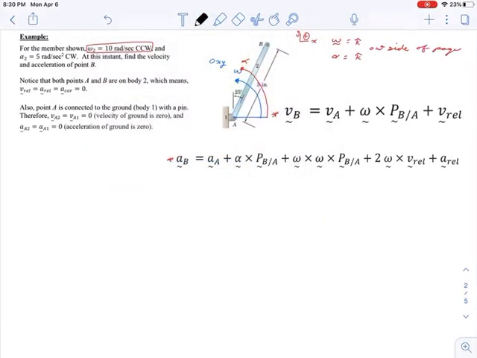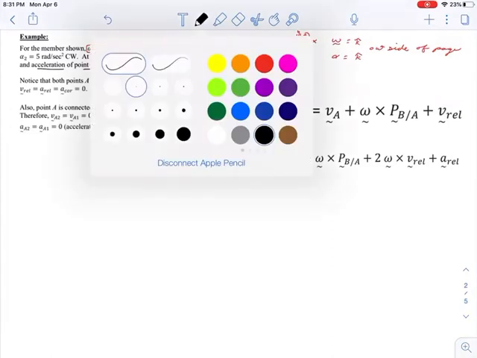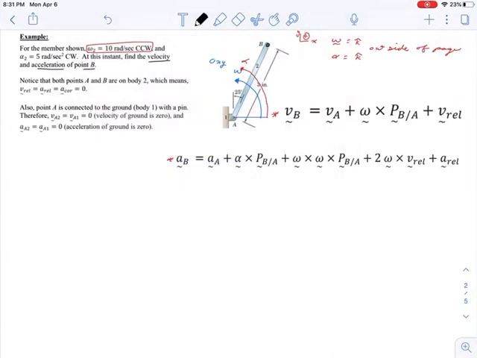Okay, so let's get to it. They're giving us the acceleration, but we don't need to worry about that now. We're just going to focus on the velocity. It wants to find the velocity and the acceleration of point B. So here is our point of interest, point B.